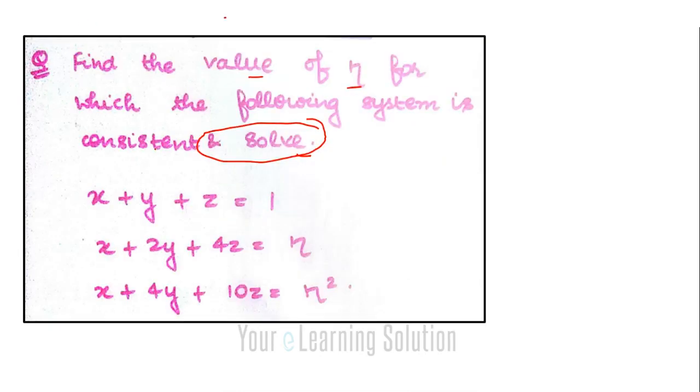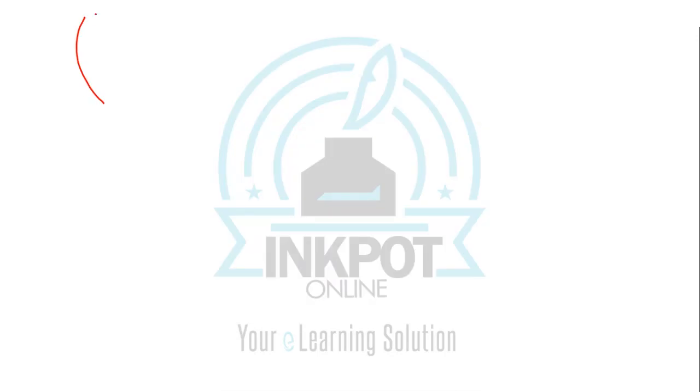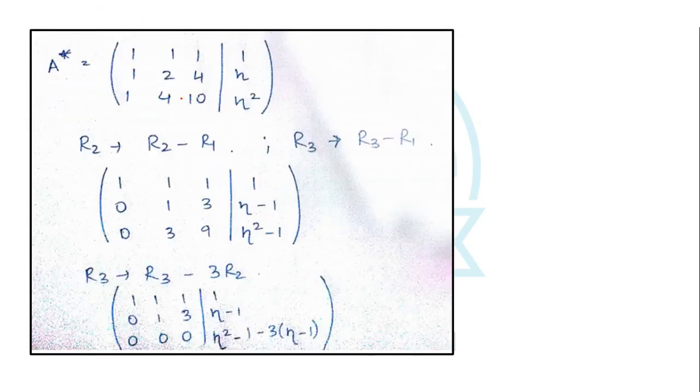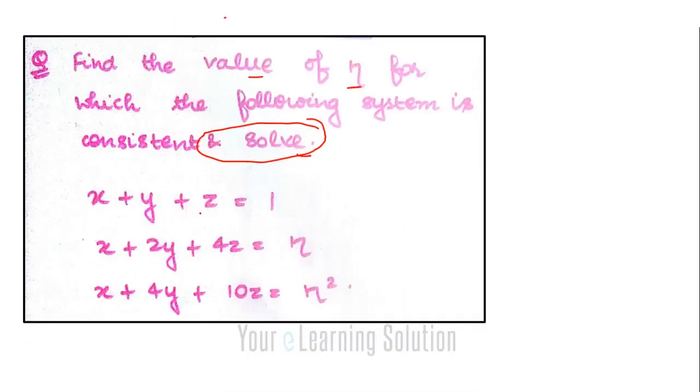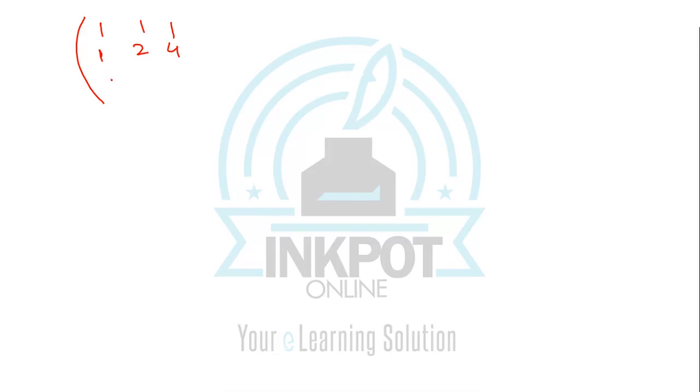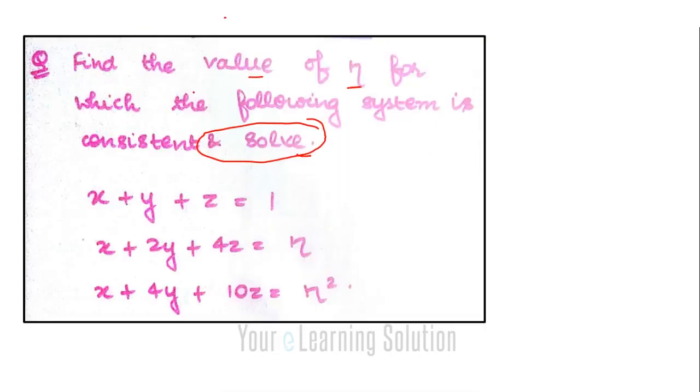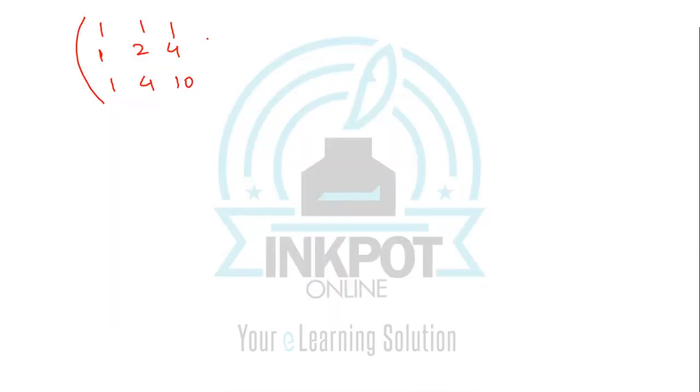Okay, so you have 1 1 1, 1 2 4, 1 4 10, and 1 eta square. Yes, so 1 eta square. Now from this point forward, they are going to look like n's, but let's just pretend it's an eta.